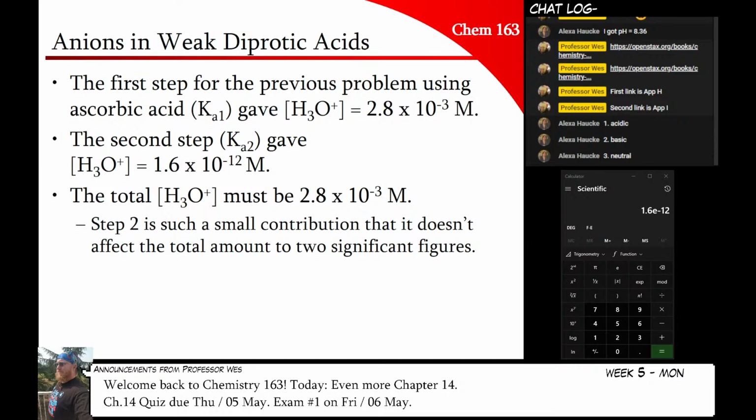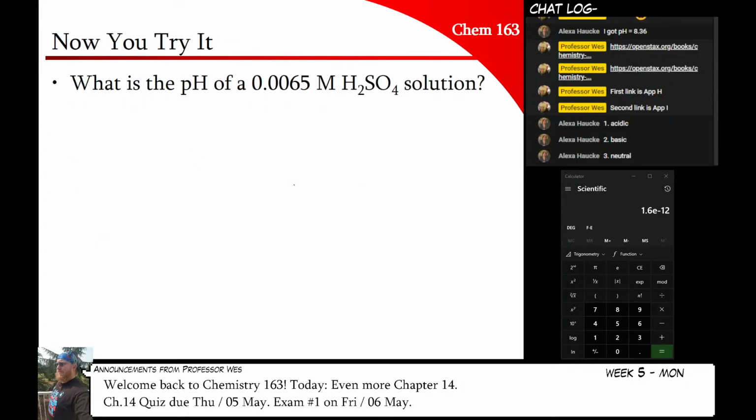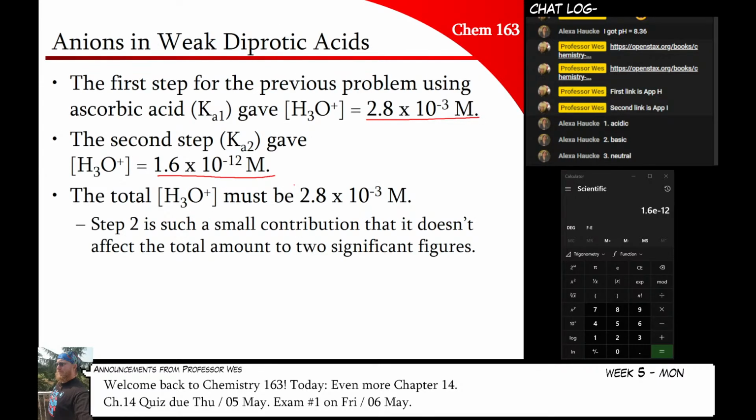Now, if I asked you to solve for the pH, well, here's the pH that we got from the first time. Here's the hydronium concentration. Here's the hydronium concentration we got for the second dissociation that we just did. Those two added together are just the first number, because that second number is way too tiny. And so very often, the only real reason that you would have to do this second dissociation is if I asked you this question. Because if I ask you what the pH is, the second dissociation does nothing. So nobody cares about it.